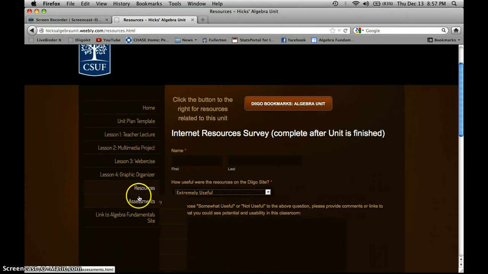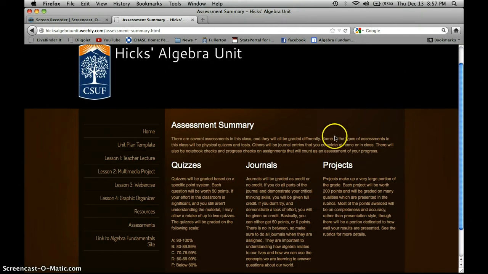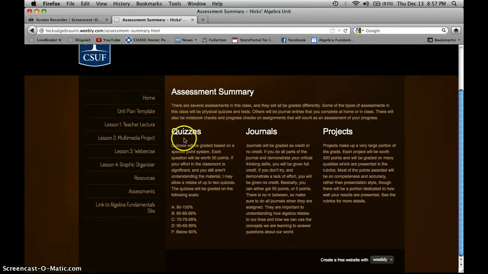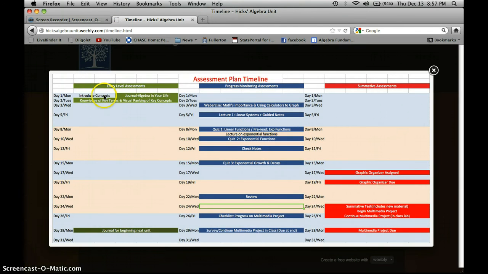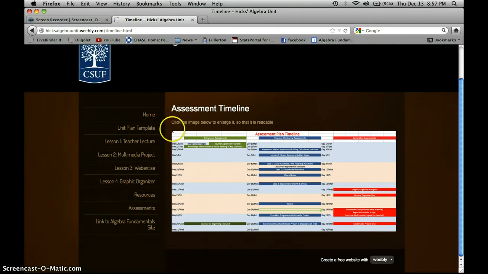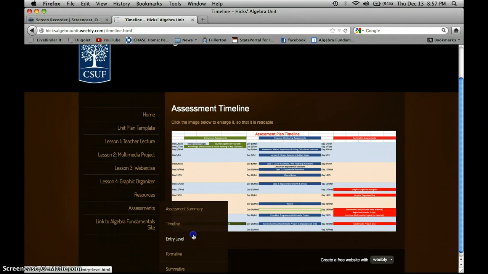So under assessments, I have this assessment summary. It basically talks about how the class is going to be graded: quizzes, journals, and projects. And then I have my assessment timeline. So here's my entry-level assessments, and then all my progress monitoring assessments, and then my summative assessments, which are more towards the end. It takes about 30 days to complete this whole unit, so it's about a month long. I'm sure it can be shortened, but this is just a guideline for it. So looking at the assessments, we have entry level.